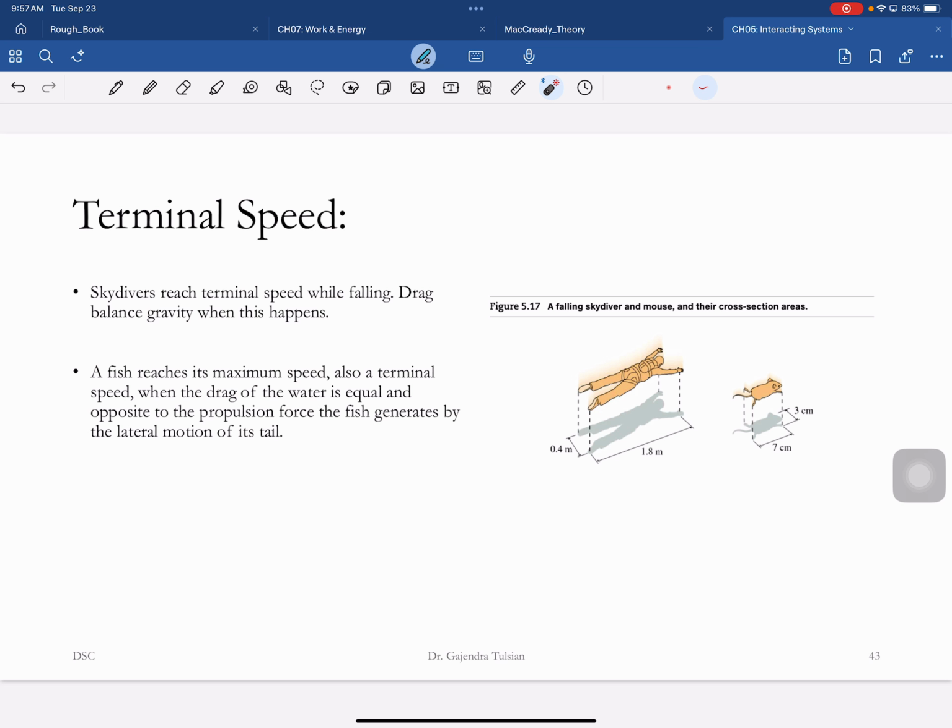All right. So your terminal velocity when you fall like this is about 120 miles an hour, and if you nosedive, it's about 180 miles per hour.